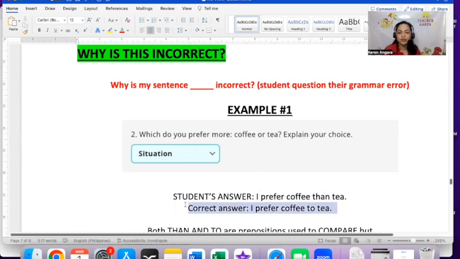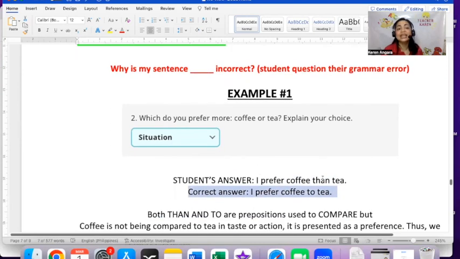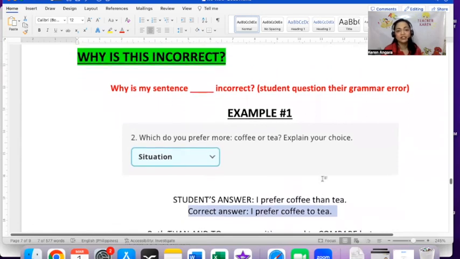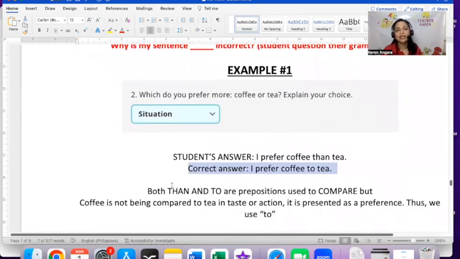So you have to put the correct answer on the chat box and explain to them why their answer is incorrect. So you have to make it clear that the words than and to are both prepositions and they are used to compare. But the thing is, coffee is not being compared to tea in taste or action. That's why we do not use than. It is presented as a preference. When you prefer something and you're using the word prefer in a sentence, you should use the preposition to, not than.